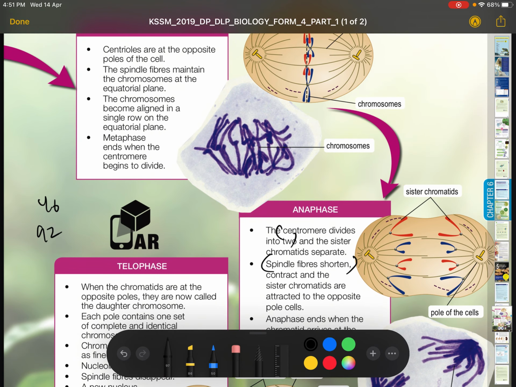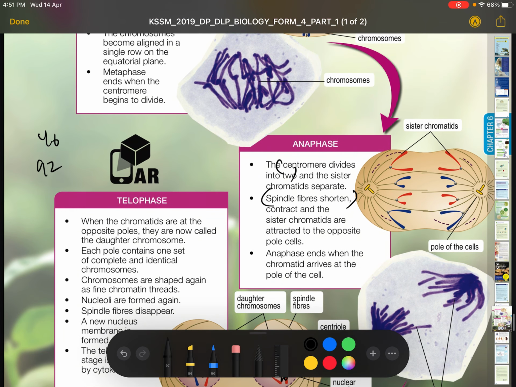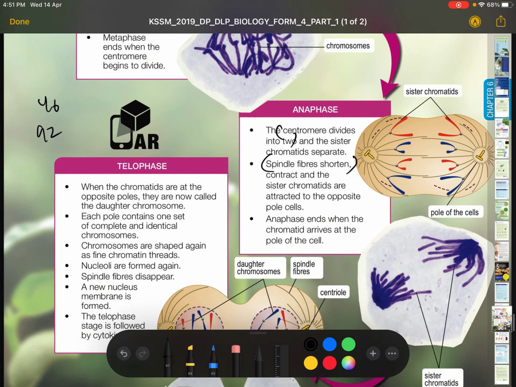Then metaphase is basically just the chromosomes all aligning in the middle. Anaphase is when they spread apart. The way they spread apart is the centromere divides into two. Why does the centromere divide into two? That is because the centriole triggers the spindle fibers to contract. When the spindle fibers contract, left contract and right contract, so the centromere cannot handle it anymore, so it just splits in half.